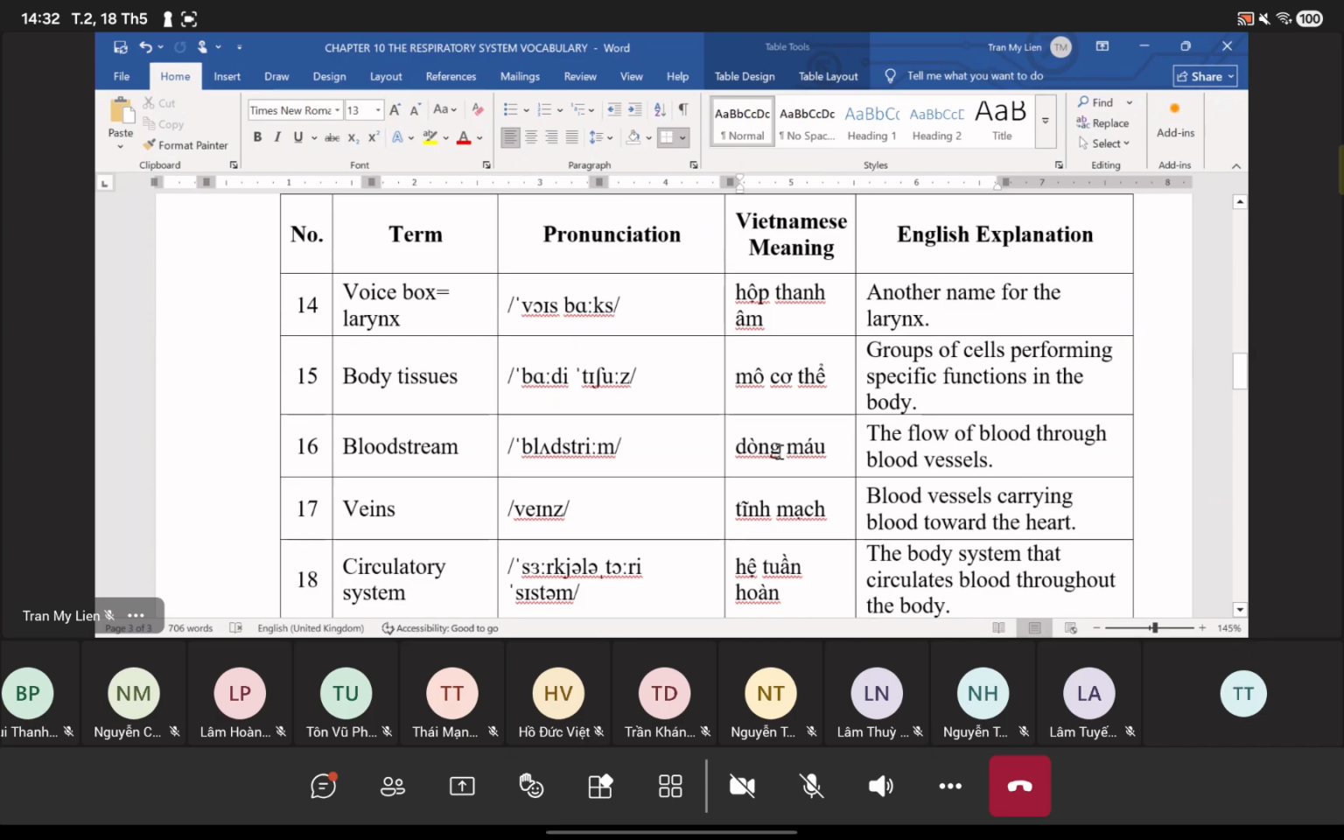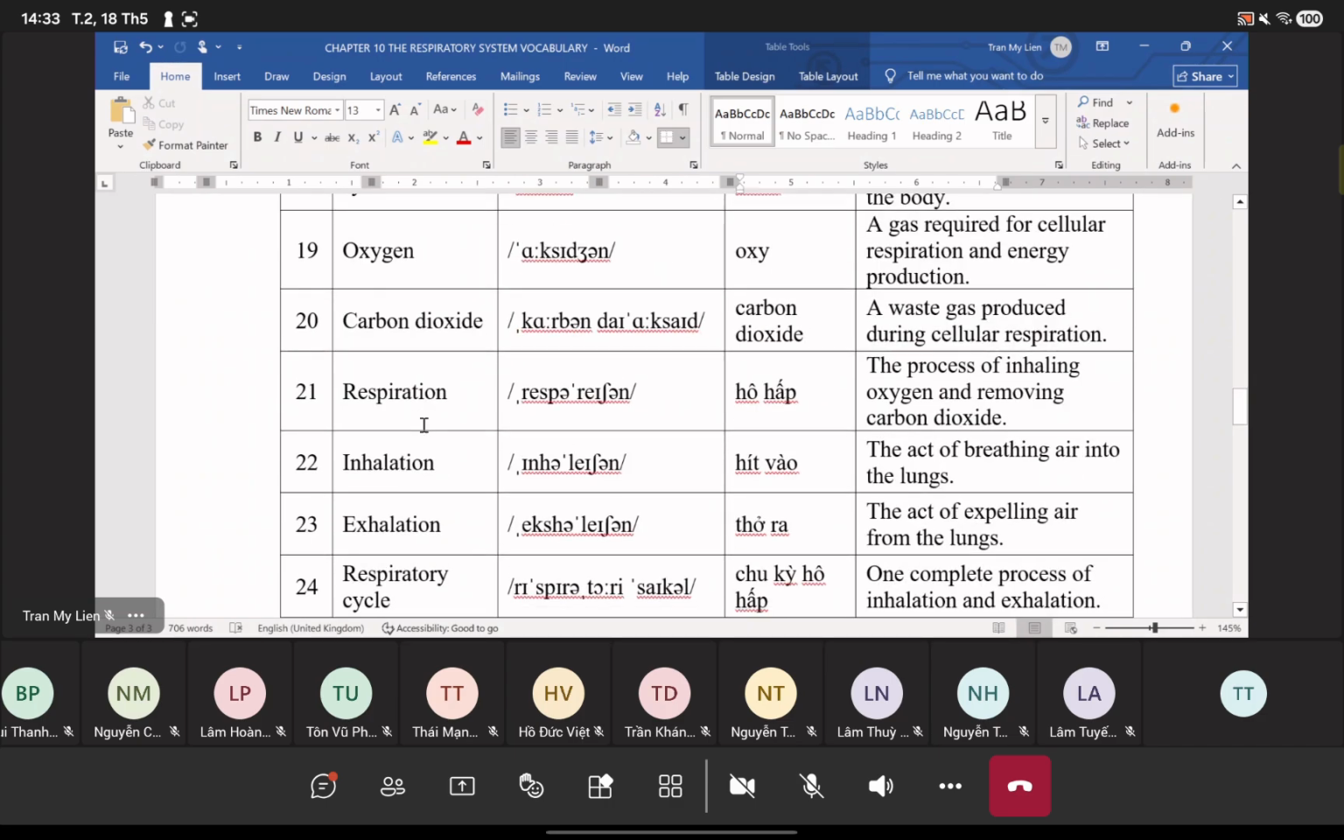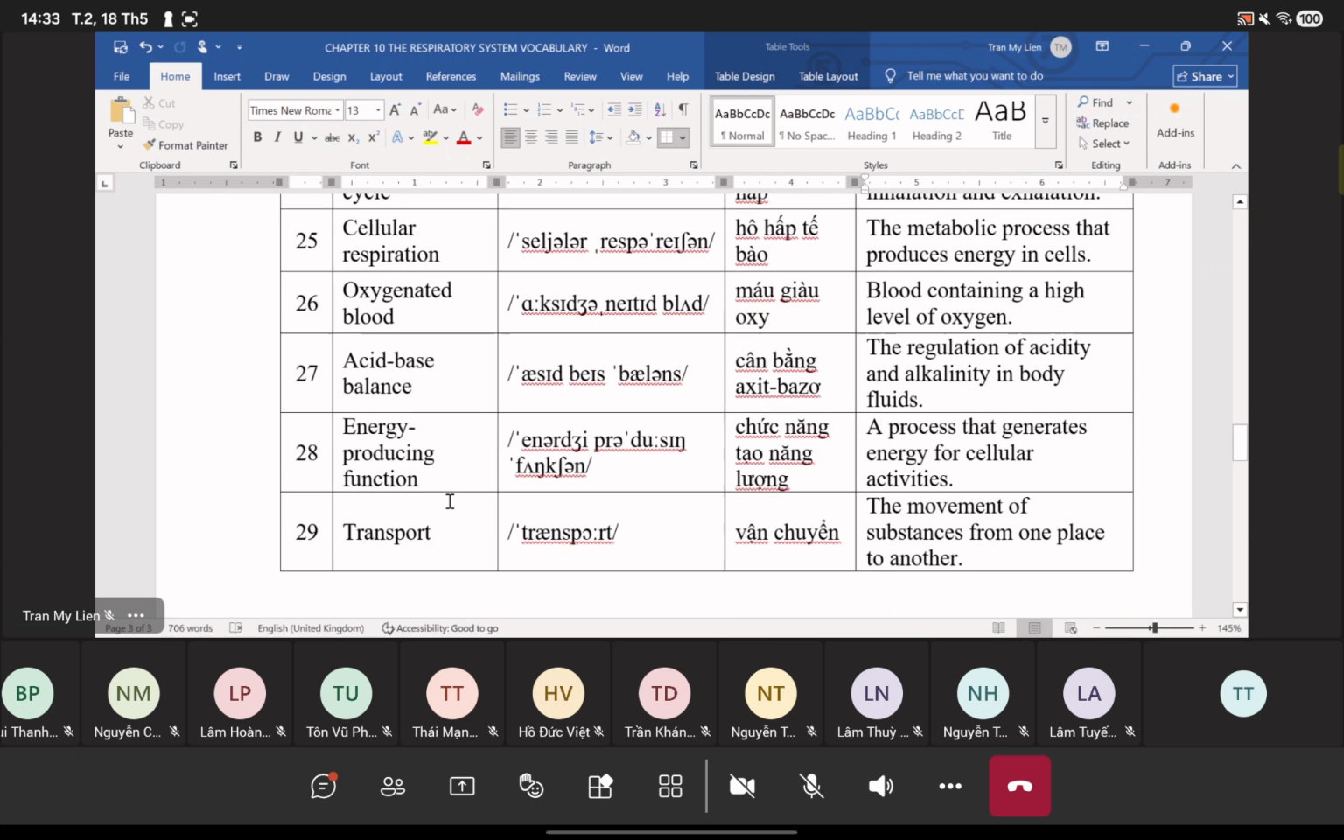14. Voice box. 15. Body tissues. 16. Bloodstream. 17. Veins. 18. Circulatory system. 19. Oxygen. 20. Carbon dioxide. 21. Respiration. 22. Inhalation. 23. Exhalation. 24. Respiratory cycle. 25. Cellular respiration. 26. Oxygenated blood. 27. Acid-base balance. 28. Energy-producing function.